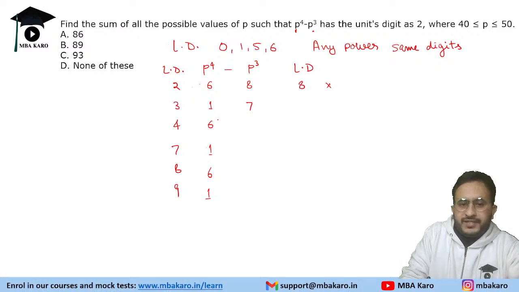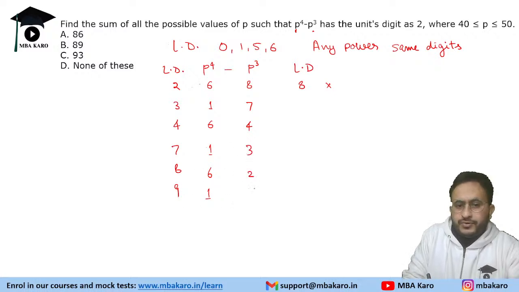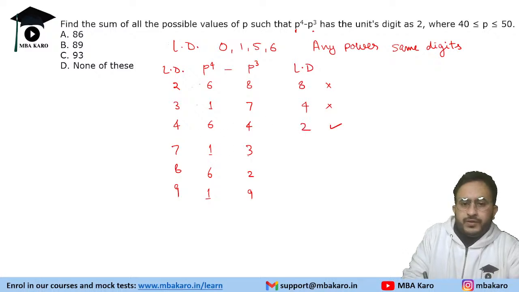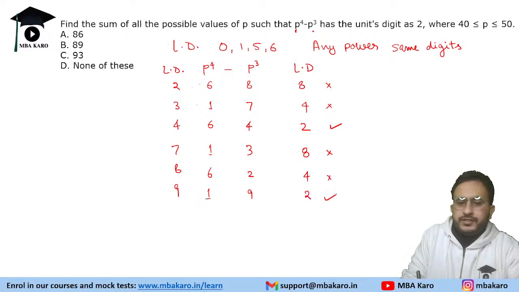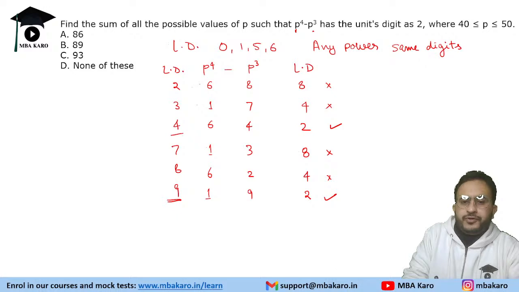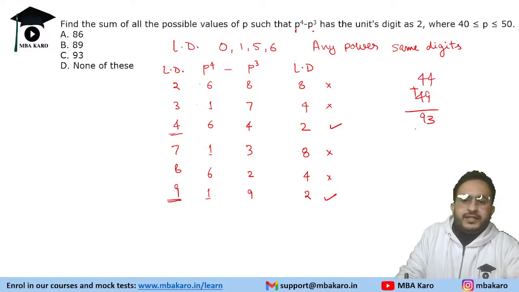3 the third power is 7. 4 the third power is 4. 7 the third power is 3. 8 the third power is 2. 9 the third power is 9. Okay, so when we subtract 1 minus 7, we will get 4. That is not 2. 1 minus 3, again that will be 8. 6 minus 4 is 2, and 1 minus 9 gives 2. Right. So these are the two: the numbers ending in 4 and 9. So the numbers are 44 and 49. The total is 93.